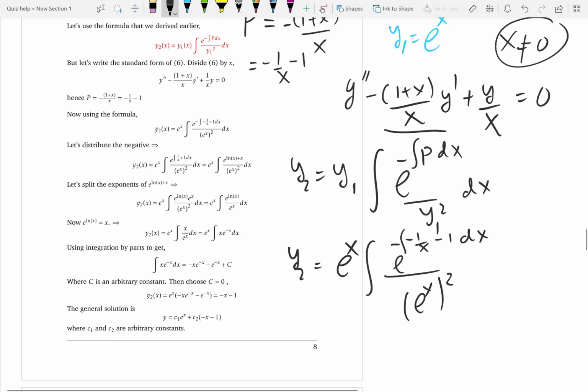Okay, so there's a lot of proof. We saw it. And when you're using the formula, you don't find u explicitly. Rather, you get the second solution directly using the formula.